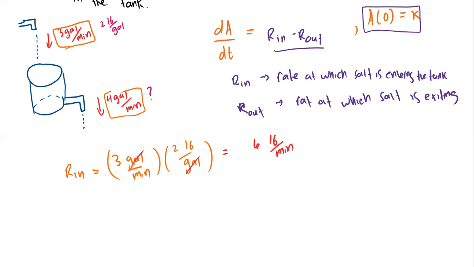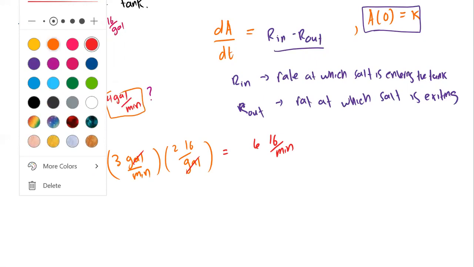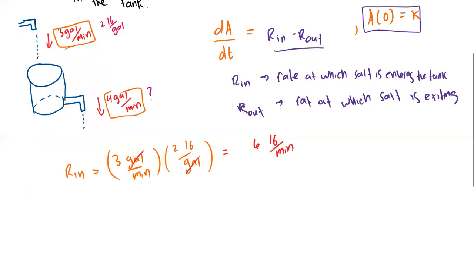Now we can do a similar sort of calculation for the rate out. Okay. So similarly, we know that the brine solution is exiting at a rate of 4 gallons per minute. The only problem is that we're not given the concentration of salt in this brine solution that is coming out. Since this brine solution is inside the tank, it's the same as saying what's the concentration of salt in the brine solution.